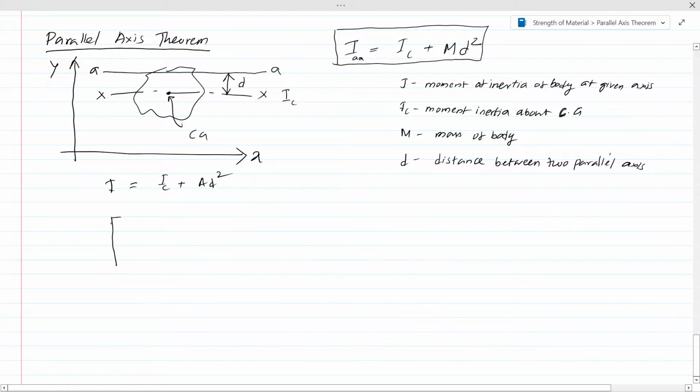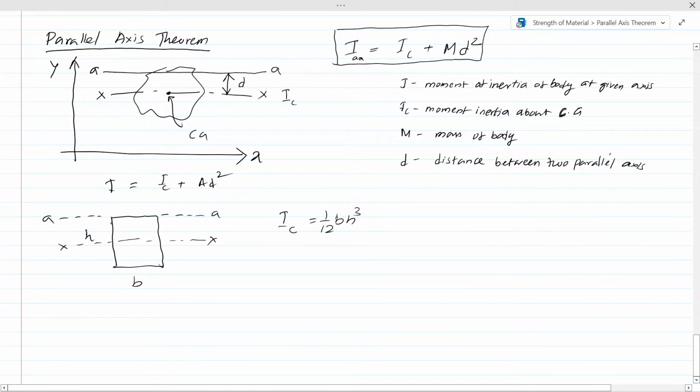Let's consider a rectangle having dimensions b and h. Let's consider its centroidal axis as XX. Right. We are going to find the moment of inertia at this base, that is, let's say it's AA. We are going to find the moment of inertia at AA. First, we need to calculate the moment of inertia at the centroid, that is IC.